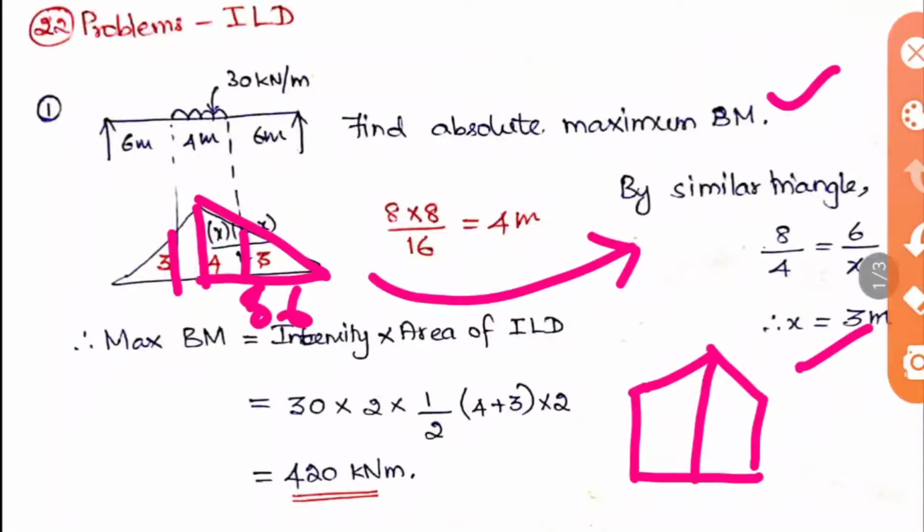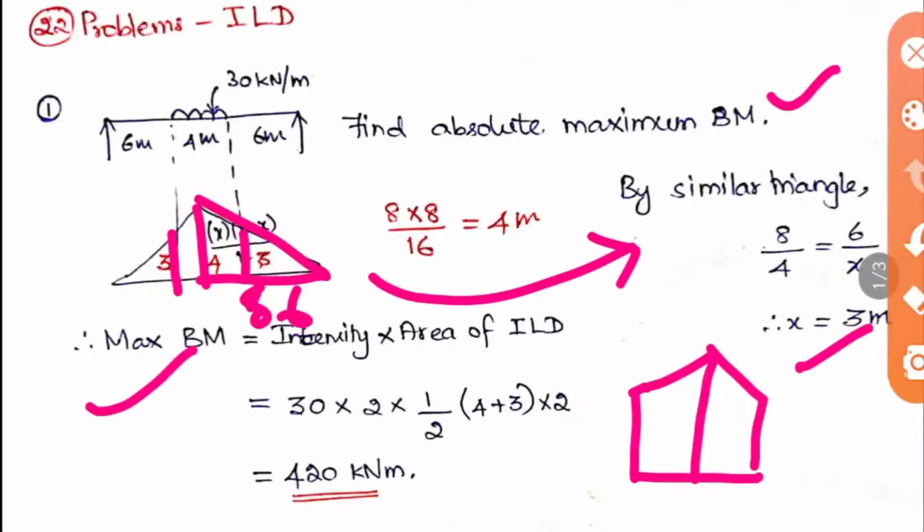Okay, so it means that it is one trapezoid and it is another trapezoid, and the values of the ordinates are also the same. So you can find the area of the trapezoid and multiply it by 2. Okay, so next we can come to this formula. Maximum bending moment is equal to intensity into area of the ILD.